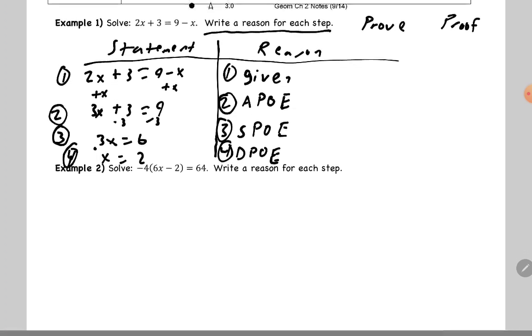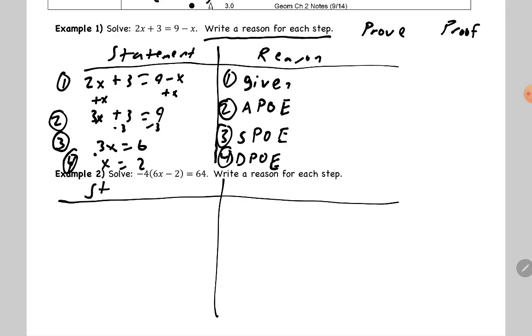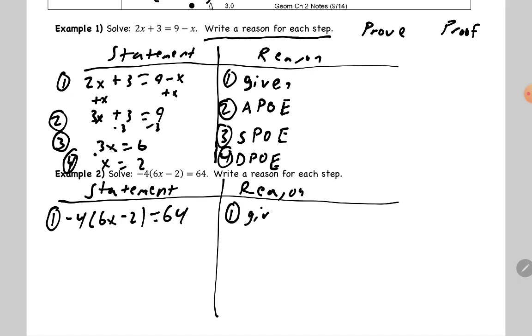Alright, let's do another example. Okay, so we're going to rewrite it. So statement, reason. Okay, first one, start out with our equation. Original, -4 times 6x, -4 times 2 equals 64. And that was given to us.